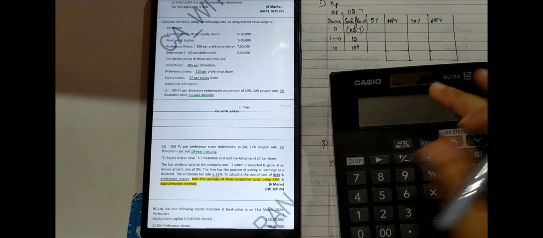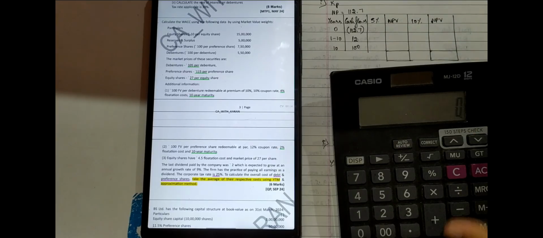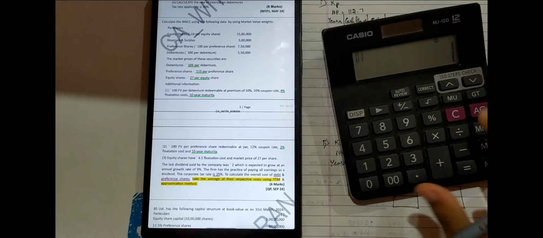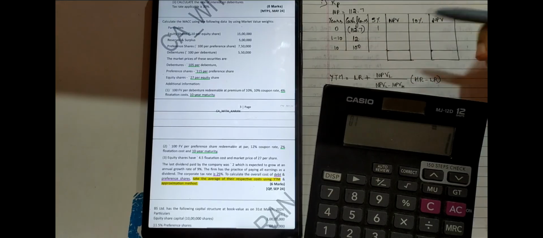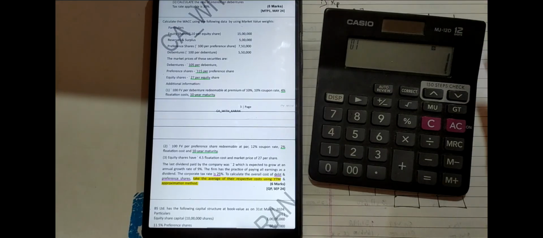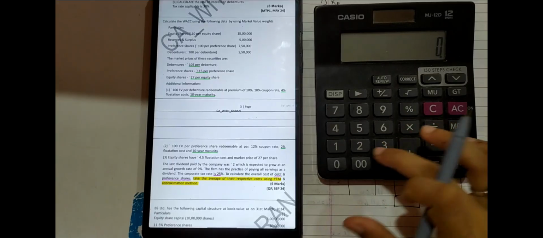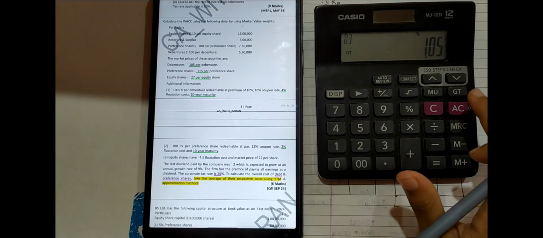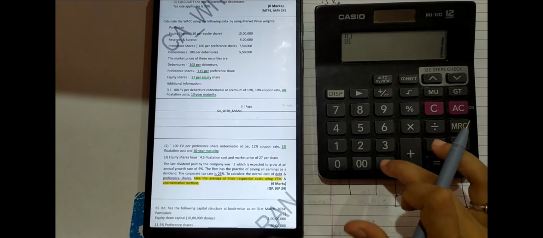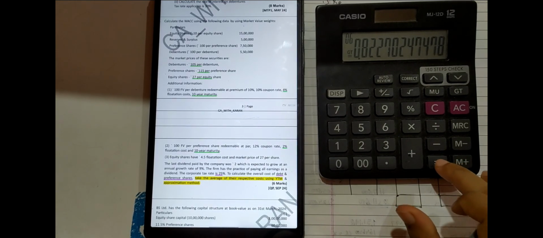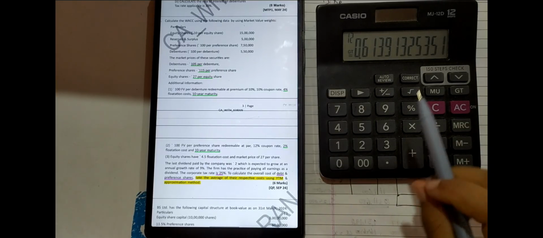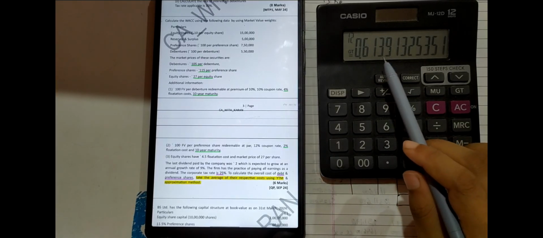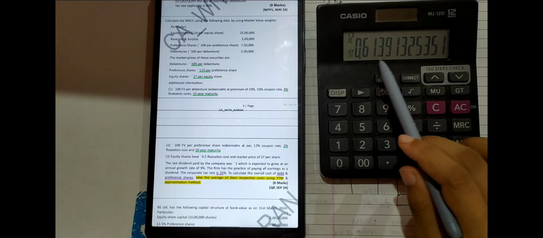Okay, so now let the discounting factor be 5%. So in the 0 year it's going to be 1, and from 1st to 10th year it's going to be 1 divided by 1 plus 5%, so 1.05. Okay, so 1 divided by 1.05. First year, second year, third, fourth, 5, 6, 7, 8, 9, 10. So the value in the 10th year is 6.6139.